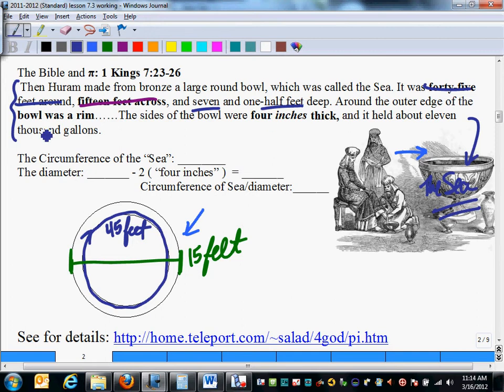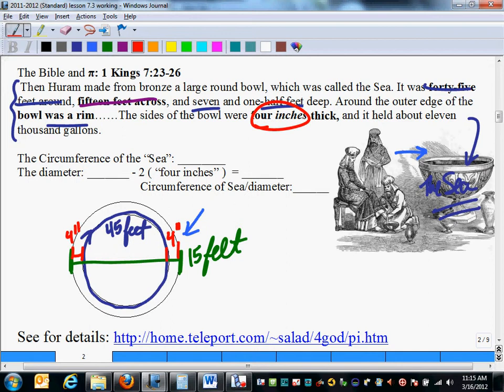And it says around the outer edge was a rim. Now it talks a little bit about the rim. This was 4 inches thick, so from here to here is 4 inches, and from here to here is 4 inches. This was solid bronze, weighed over a ton. It weighed more than a car.